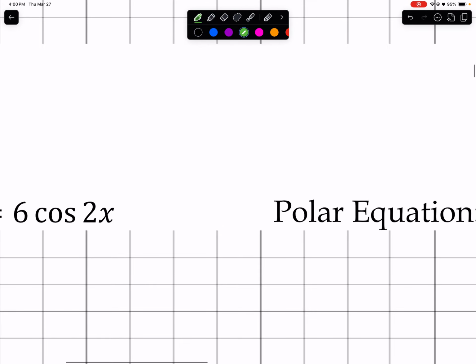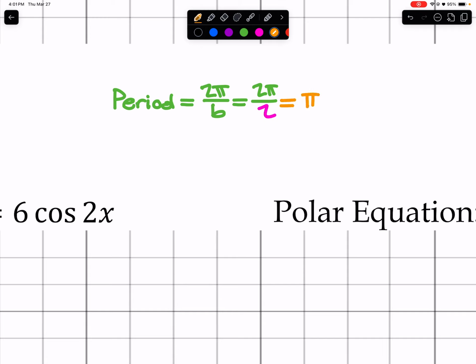So when I graph, I'm going to focus on the period first. So the period is going to be 2 pi divided by the b value. And the b value in my equation here is going to be 2, which means the period is going to be pi. So within an interval from 0 to pi, we're going to complete one full cycle.